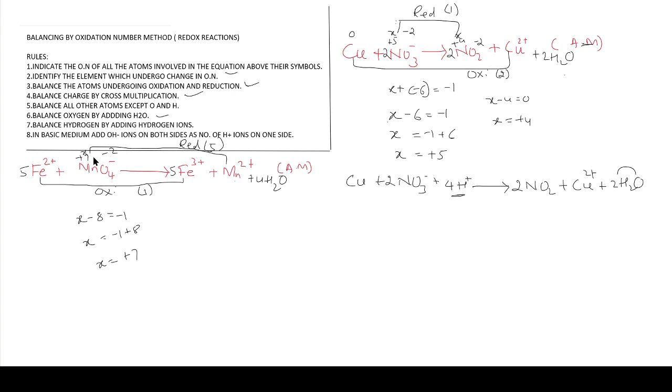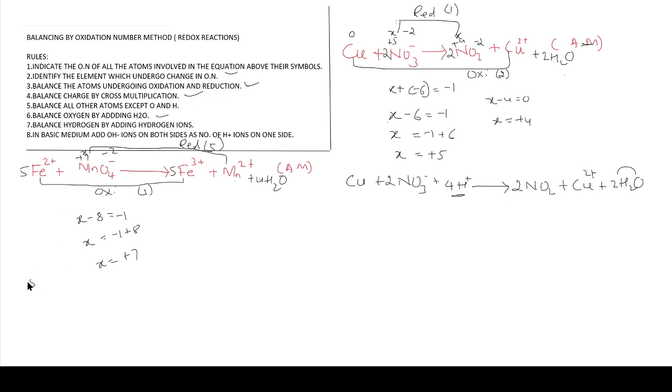Now let's see what's hydrogen. The 7th step is all about the hydrogen. 4 into 2, 8 hydrogen you could see here, but there's no hydrogen on the other side. For balancing hydrogen we have to add hydrogen ions, so on this side we have to add the hydrogen ions.